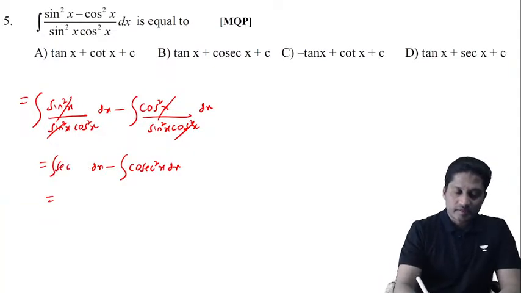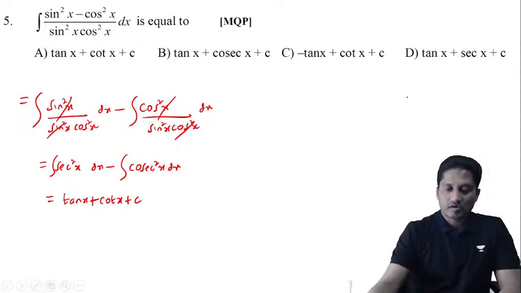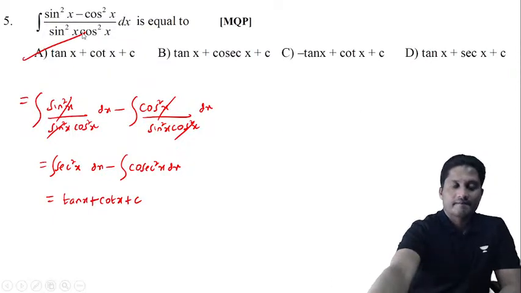Integration of sec square x is tan x. Integration of cosec square x is minus cot x. So this is equal to plus cot x plus c. So tan plus cot plus c. Answer is option A.